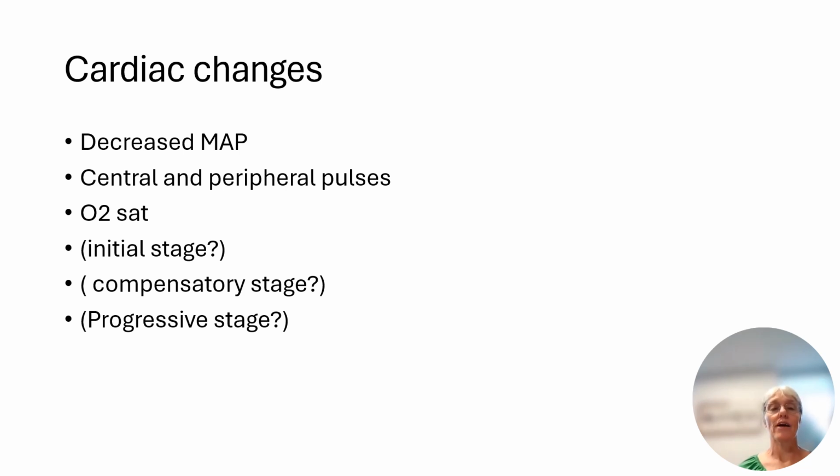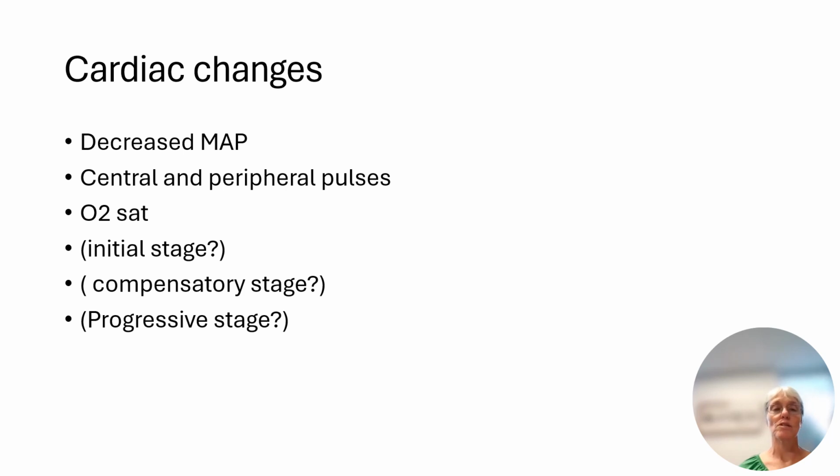O2 sat, what do you think is going to happen with that? We're not going to give everybody that comes in oxygen, so we're going to make sure that SATs stay at 90 to 95%. They may or may not. In the compensatory stage, they normally will stay there. As they progress to the progressive stage, often you'll see the O2 SAT drop to 75 to 80%, and then in the refractory stage, you'll actually see the O2 SATs drop below 70. So those are the cardiac changes that you're going to see.